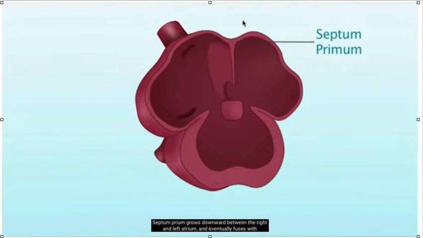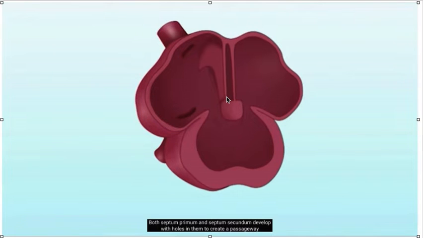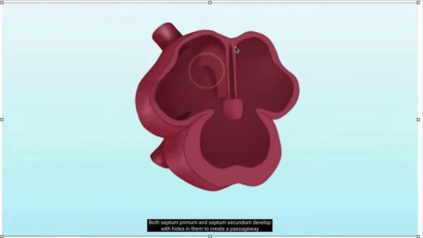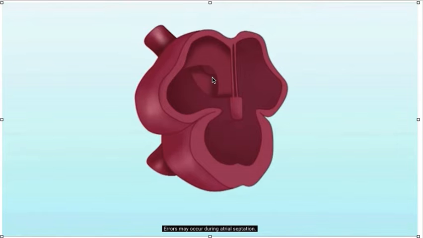Firstly, we see this is the septum primum growing, okay? After which, the septum secundum grows parallel to the septum primum. Now they both have holes in them, as you can see here. This is in the septum primum. So the blood is going to flow through this, and that is called the foramen ovale, like this, as long as the pressure in the right atrium is more than the left atrium. Okay. So this is the valvular mechanism of how the foramen ovale is formed.